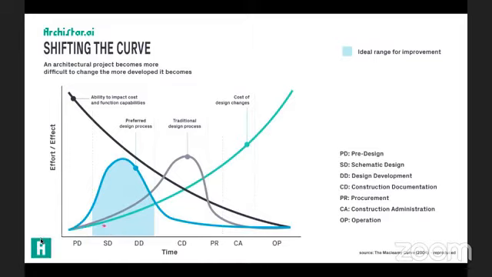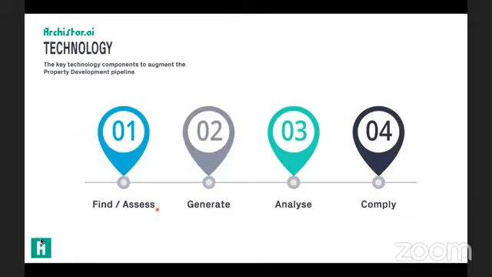So basically, the current curve looks a bit like this gray curve here, where it's very heavy in construction documentation, then it flattens out after that. We're trying to bring that earlier. So basically, we're trying to put the hands of the control in the developer's hands at that early stage, where they can test out different designs, find sites, play with some feasibilities, and do a lot of the grunt work up front, so that there's less to do later, which is less expensive and a lot faster.